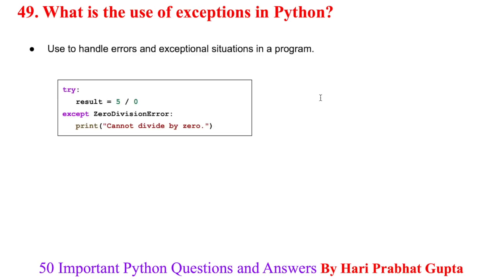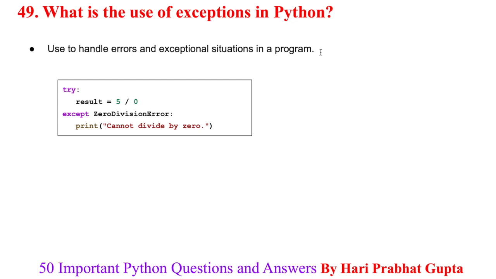What is the use of exceptions in Python? Exceptions in Python are used to handle errors and exceptional situations that may occur during program execution. They are a way of signaling that something unexpected has happened, such as a runtime error or user input errors. They allow the program to handle the situation gracefully rather than crash.